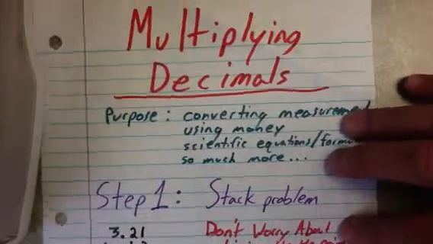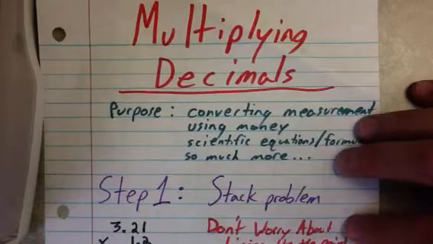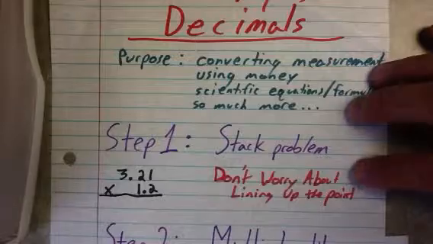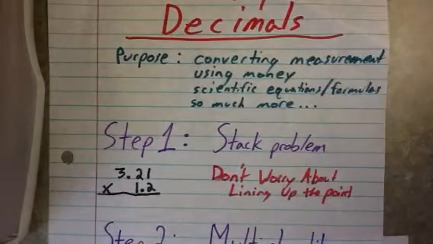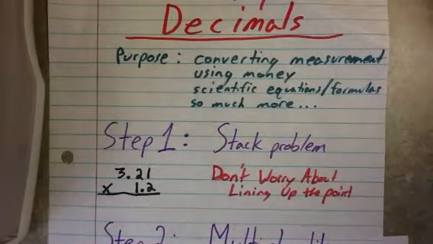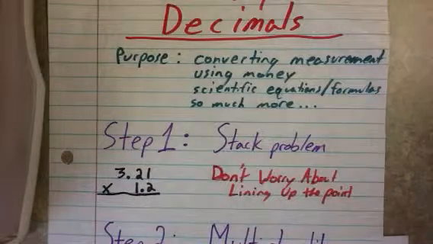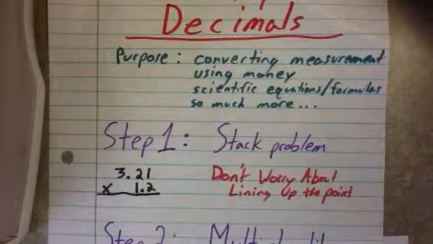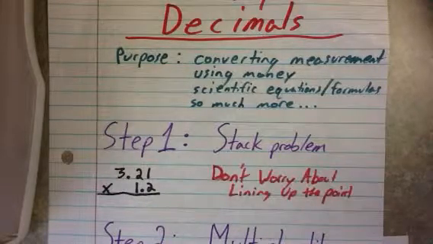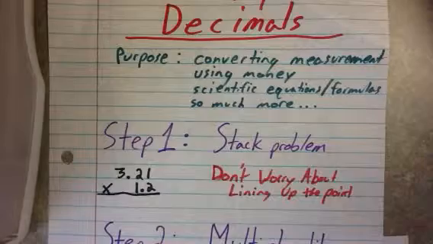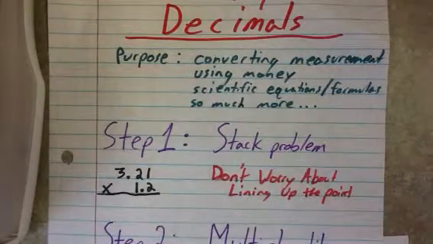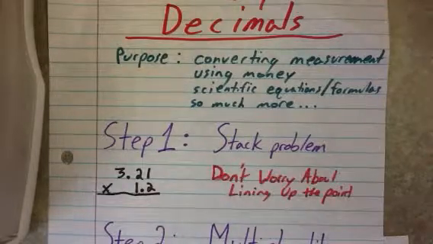The first step in multiplying decimals is to stack the problem. We're going to use the example 3 and 21/100ths times 1 and 2/10ths. When you stack the problem, do not worry about lining up the point, and you'll see why in a minute. We don't line up and drop the decimal point in multiplication. That is only something we do in addition and subtraction. So do not worry about lining up the point. As a matter of fact, I would recommend that you don't, because if you do, you may accidentally just drop the decimal point. So let's move on to step 2.